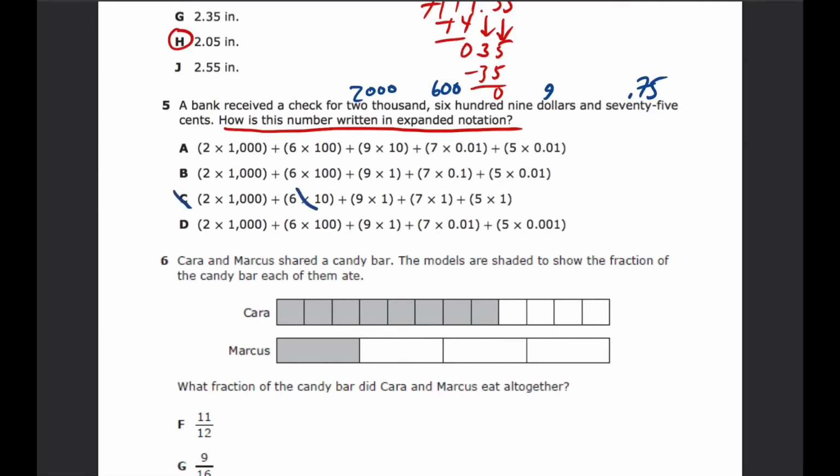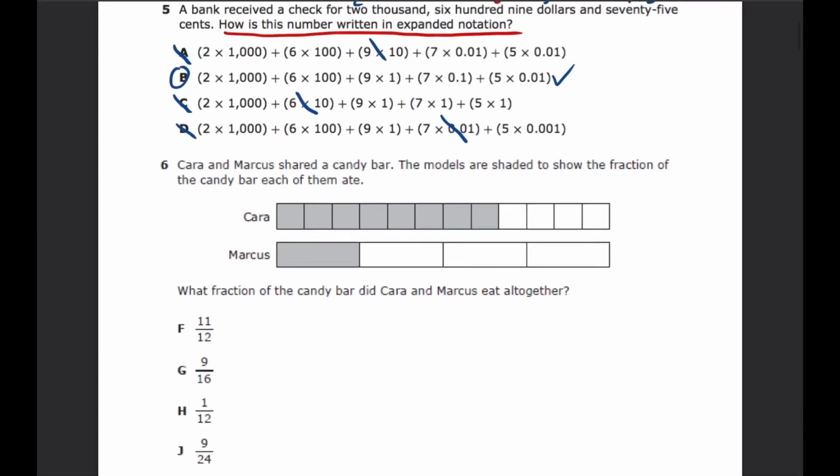600 is 6 groups of 100. Nope, I can eliminate answer choice C. 9 is 9 groups of 1. Nope, I can eliminate A. And then I have 75 cents. That's 7 dimes, 5 pennies. So 7 dimes. Looking here, so far that's so good. Oh, no, that one doesn't work. That's 7 pennies. And let's continue it out. So 5 pennies, and yep, that does work. And so B is my answer choice.